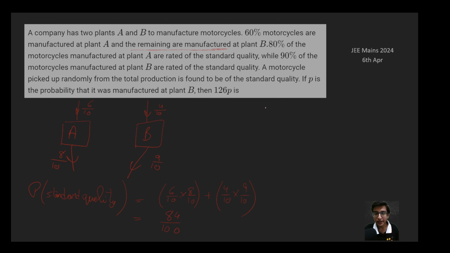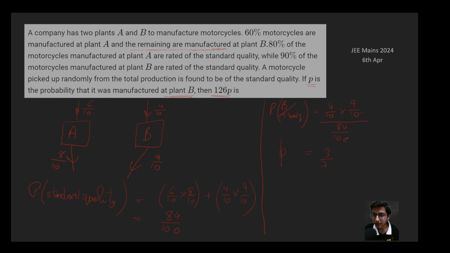Now they've told us that we've already picked a standard quality bike. Now what is the probability that it was manufactured at plant B? That value they've given us to be P, and we have to find 126P. So for the probability of it to be manufactured at B, given that it is a standard quality, this would be equal to the entire pathway of B, which is 4 by 10 into 9 by 10 divided by our probability of finding a standard quality bike, which is 84 by 100. So this is nothing but our small p. What do we get the value of small p to be? We are going to get it to be 3 by 7.